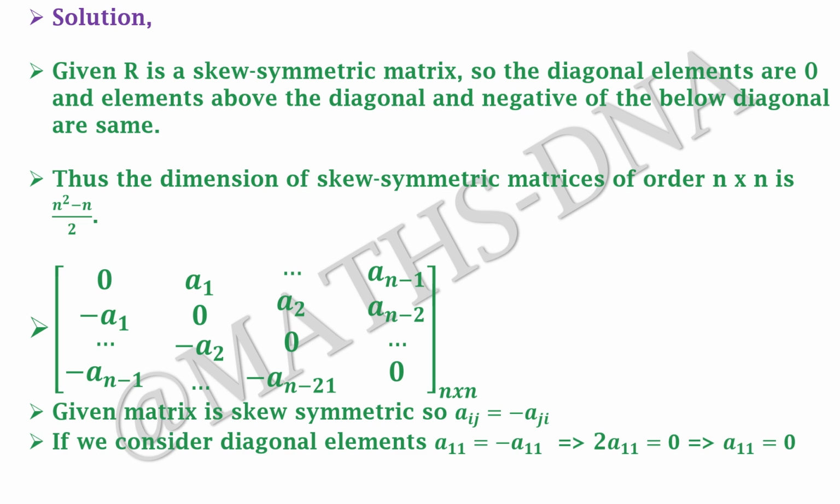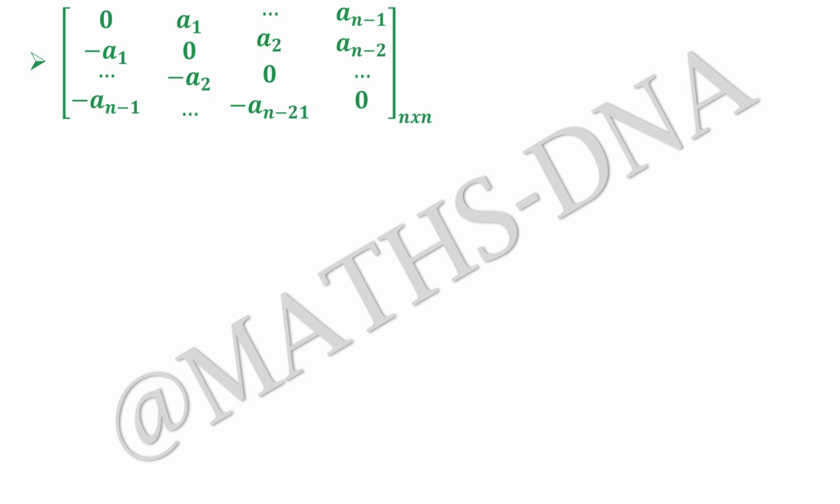Now if we consider the diagonal elements, that is a11 is equal to minus a11, this clearly implies that 2a11 is equal to 0, which implies that a11 is 0. So we get all the diagonal entries as 0. Further, let us again consider the same matrix and we need to find its dimension.